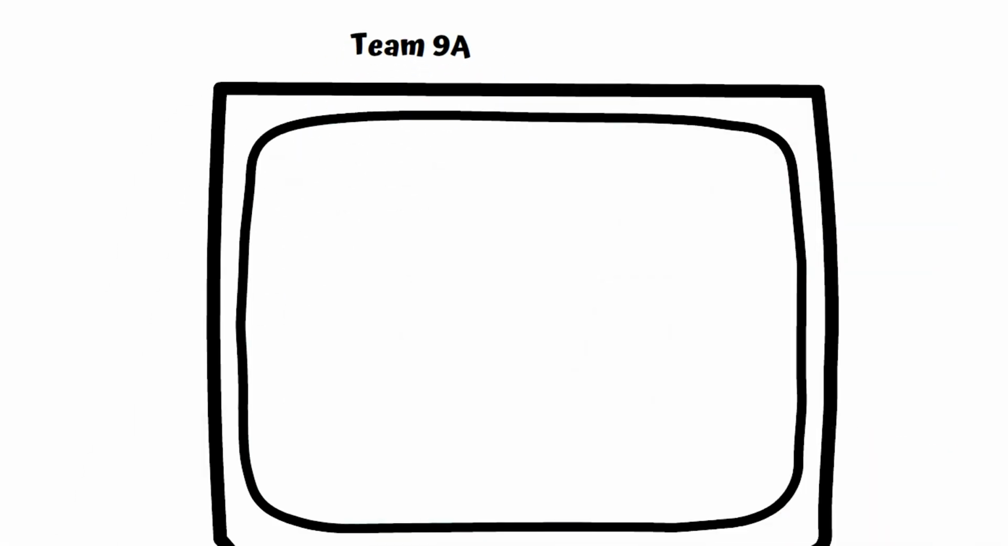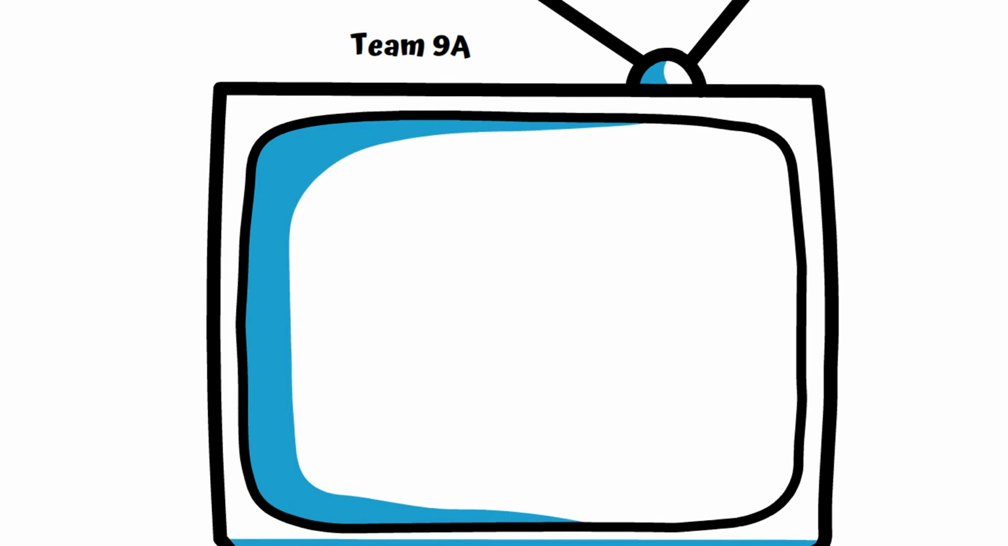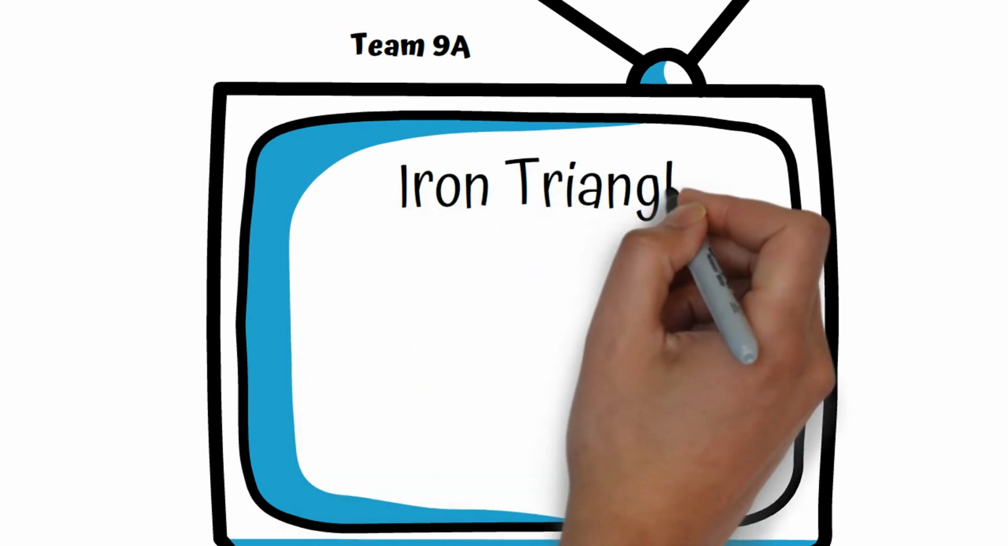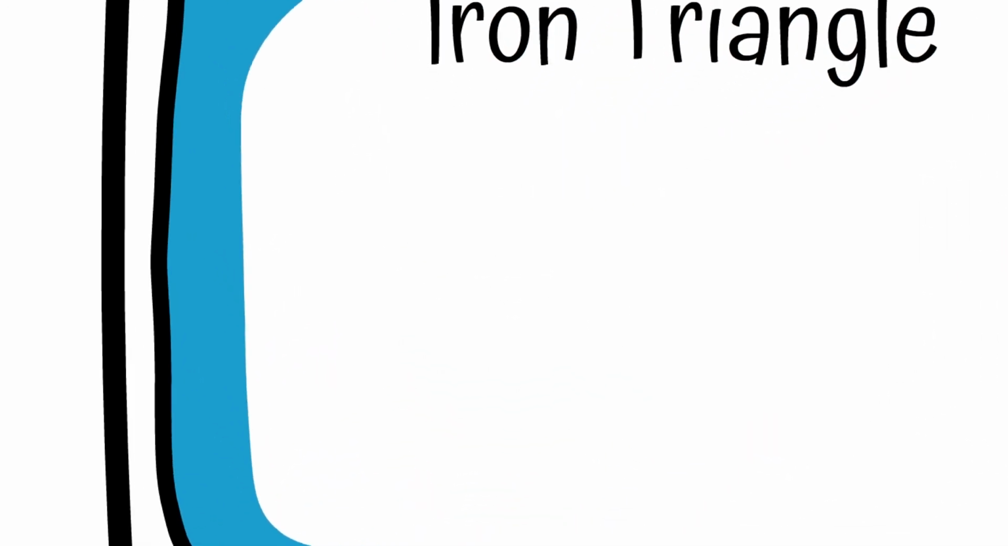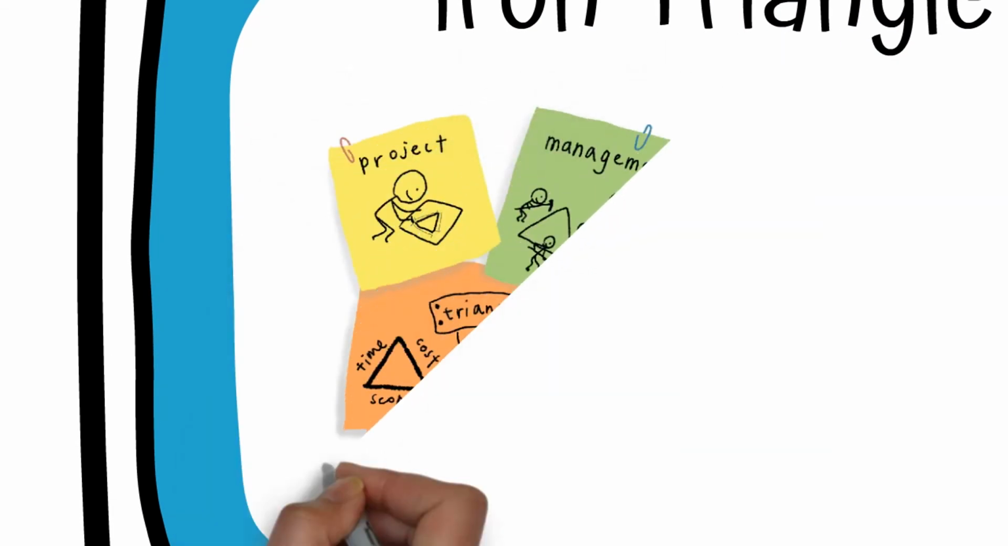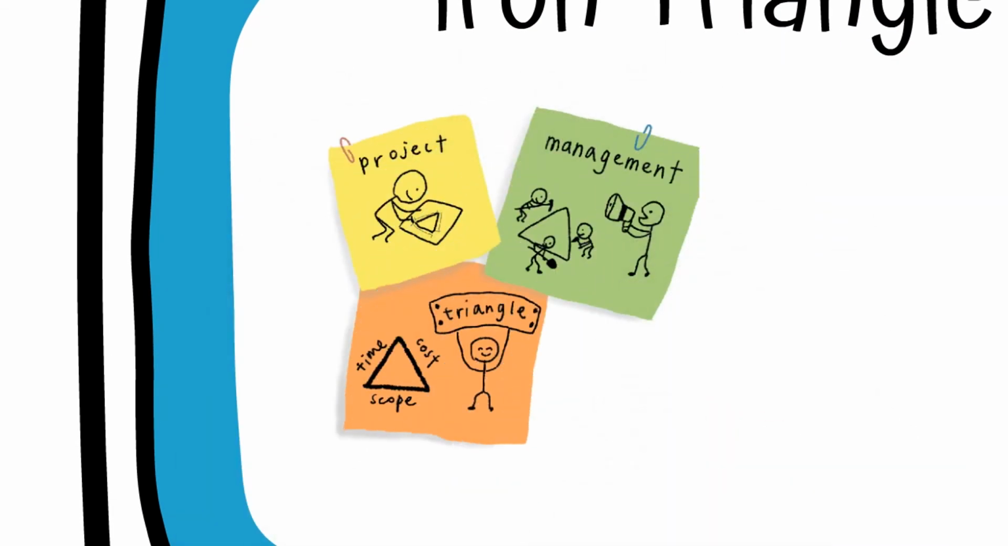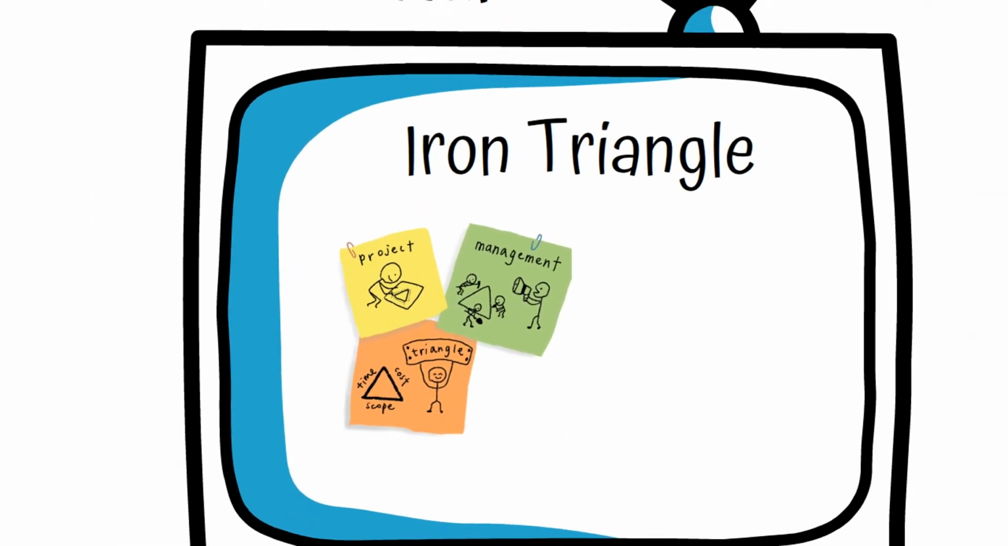Hello, we're Team 9A. In this video, we're going to talk about one of the most commonly used tools in project management, the Iron Triangle. The Iron Triangle illustrates and describes the limitations on project success, which are time, cost and quality. It provides a guideline which helps each project manager to lead a team into success.